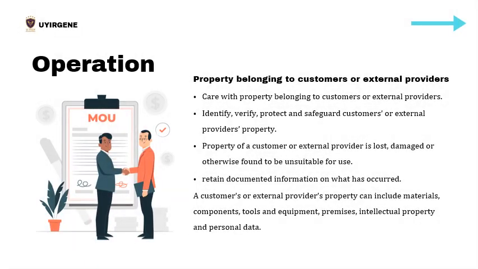Property belonging to customers or external providers. The organization shall exercise care with property belonging to customers or external providers, while it is under the organization's control, or being used by the organization. The organization shall identify, verify, protect and safeguard customers' or external providers' property provided for use, or incorporation into the products and services. When the property of a customer or external provider is lost, damaged or otherwise found to be unsuitable for use, the organization shall report this to the customer or external provider, and retain documented information on what has occurred. A customer's or external provider's property can include materials, components, tools and equipment, premises, intellectual property and personal data.